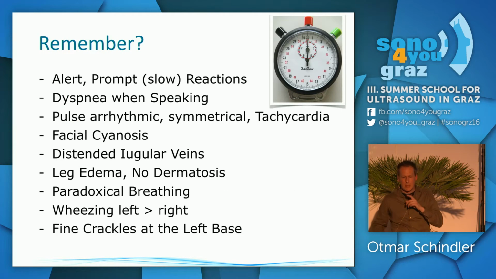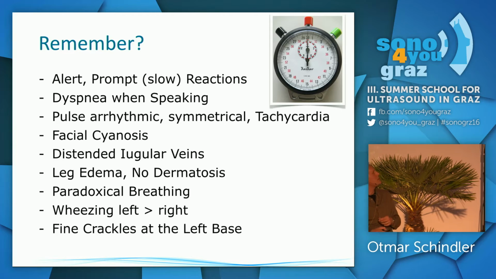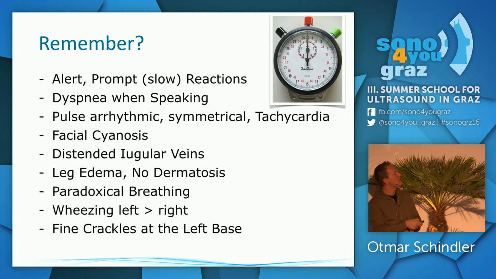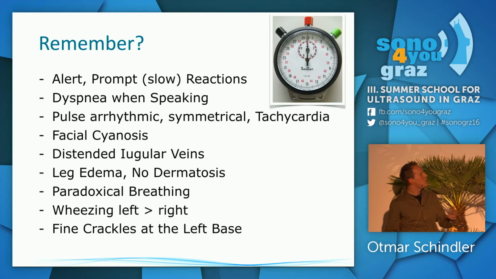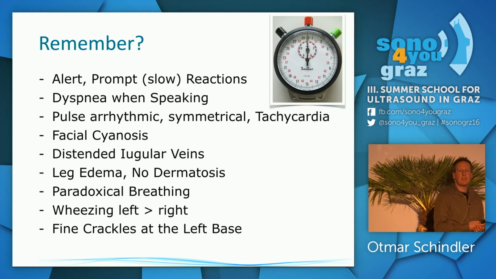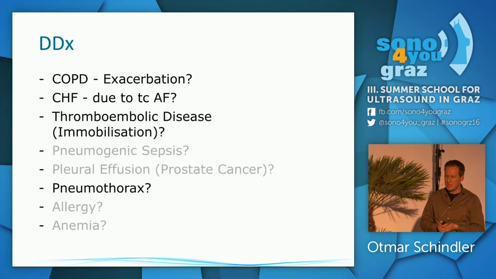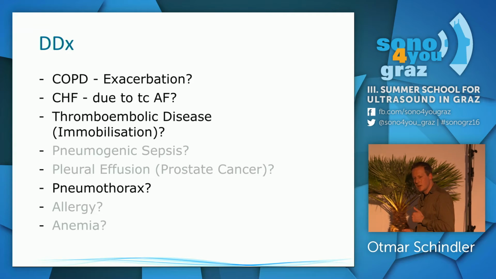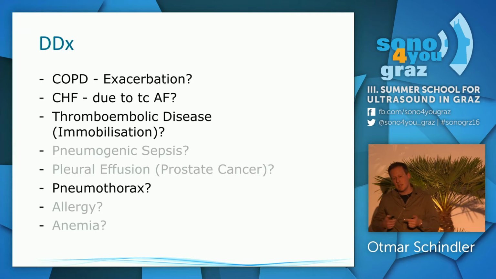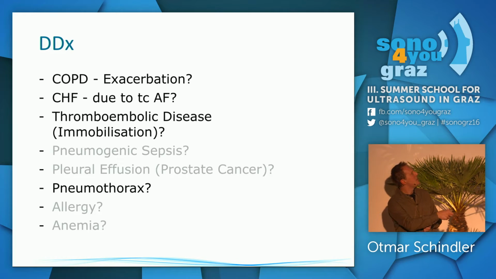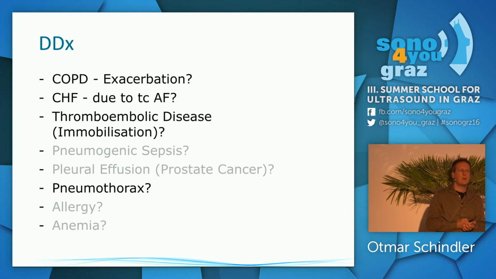So let's go back to our patient. He was alert. He showed reactions. He had dyspnea when speaking. Arrhythmic pulses, tachycardic, facial cyanosis, distended jugular veins. Leg edema, paradoxical breathing, wheezing, crackles. What is the differential diagnosis now? We said COPD, congestive heart failure, thromboembolic disease, or pneumothorax. All the others, I think he didn't have: pneumogenic sepsis, pleural effusion, anemia, allergy, no. So what do we do with that patient?